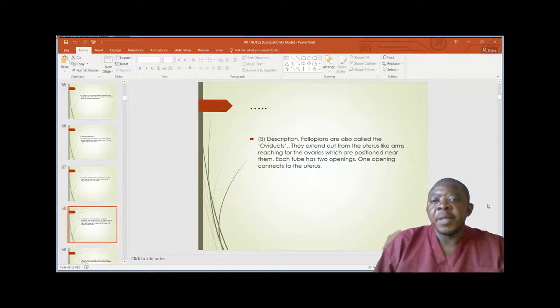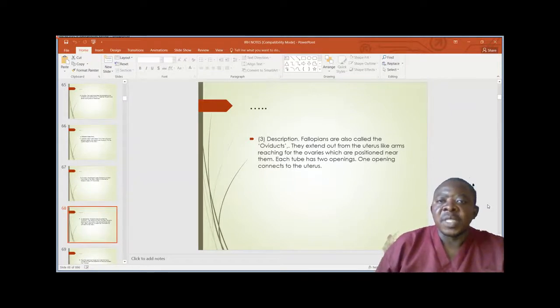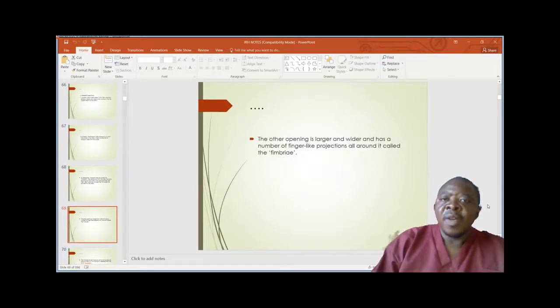Description. Fallopian tubes are also called the oviducts. They extend out from the uterus like arms, reaching for the ovaries, which are positioned near them. Each tube has 2 openings. One opening connects to the uterus. The other opening is larger and wider and has a number of finger-like projections all around it called fimbriae.